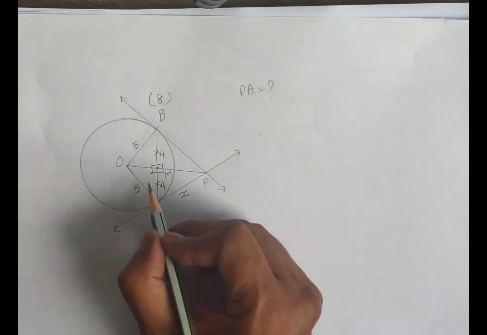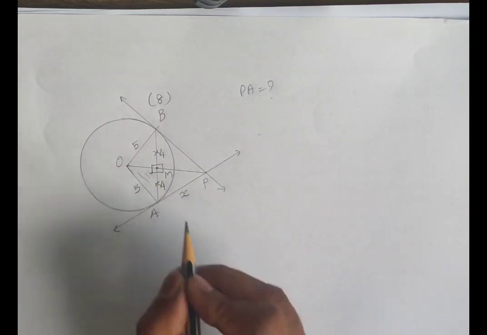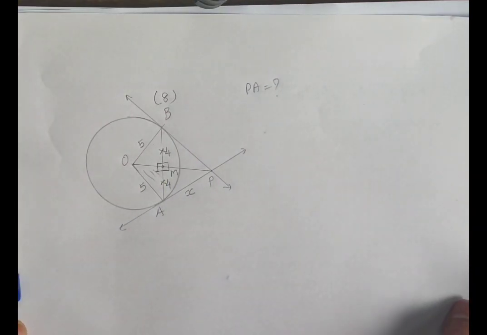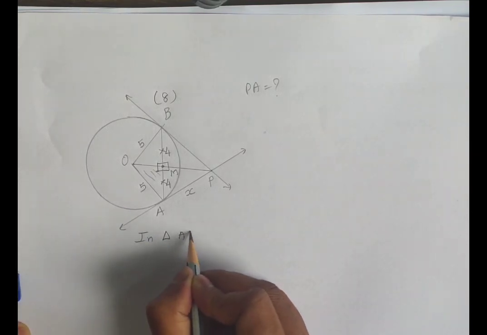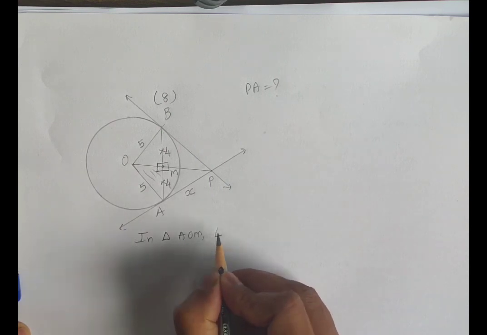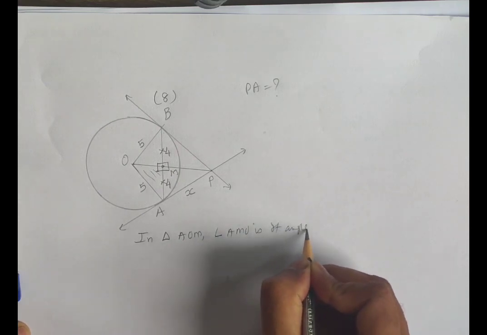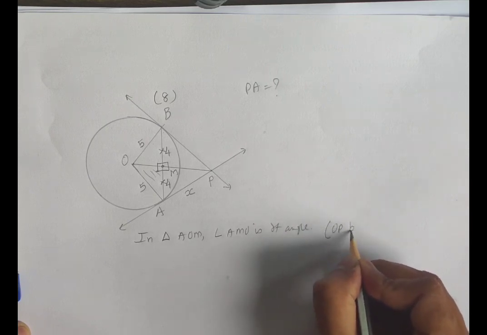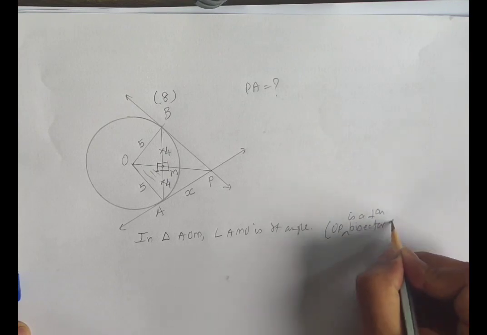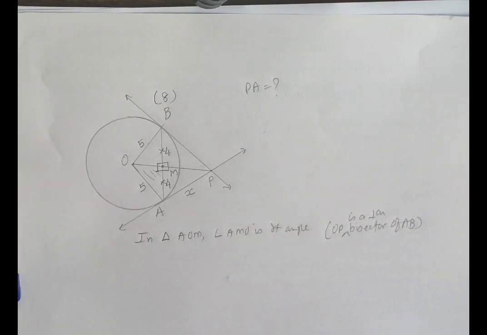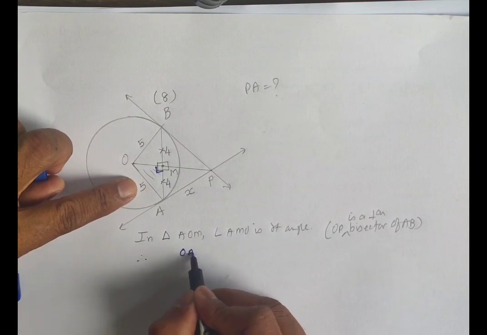Alright children. So first use this right triangle and find out what is OM. Alright. So let's see what is OM children. So in triangle AOM, angle AMO is a right angle because OP is a perpendicular bisector of AB. That is the reason children. Therefore, this is a right angle, and the side opposite to it, OA, is the hypotenuse.